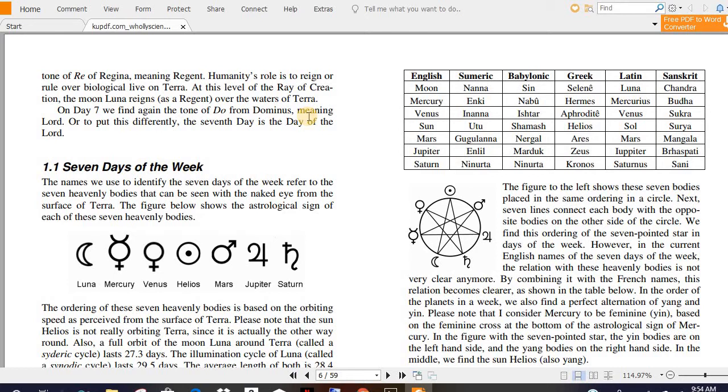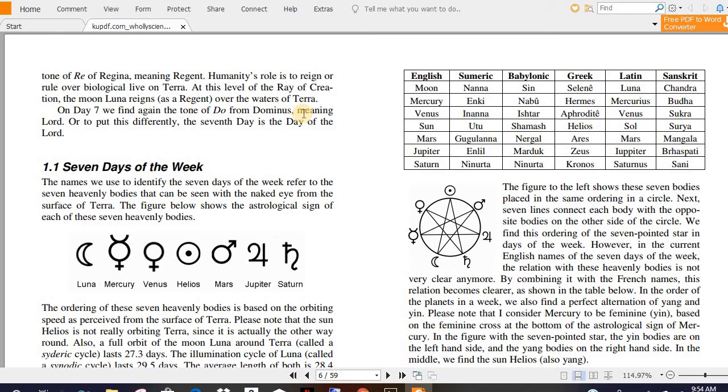Next, 7 lines connect each body with the opposite bodies on the other side of the circle. We find this ordering of the 7-pointed star in the days of the week. However, in the current English names of the 7 days of the week, the relation with these heavenly bodies is not very clear anymore. By combining it with the French names, this relation becomes clear, as shown in the table below, in the order of the planets of the week.